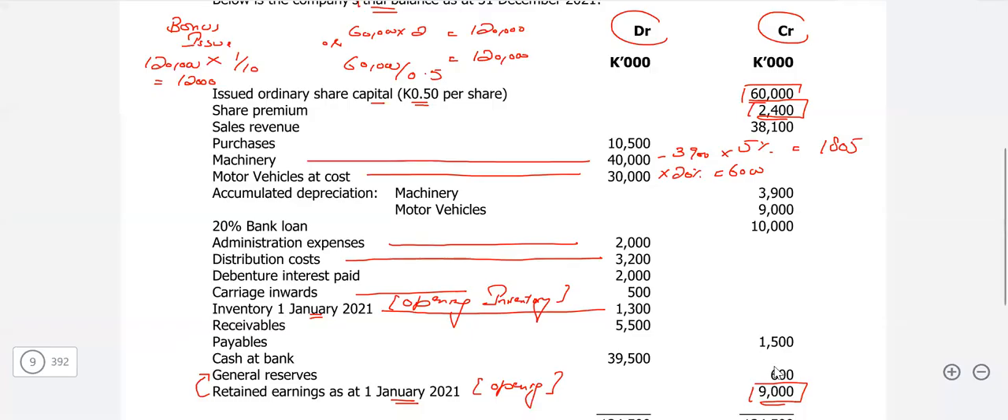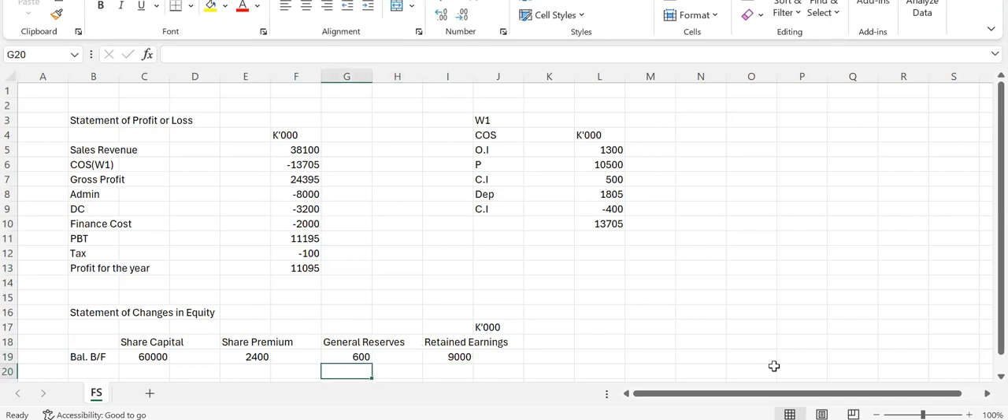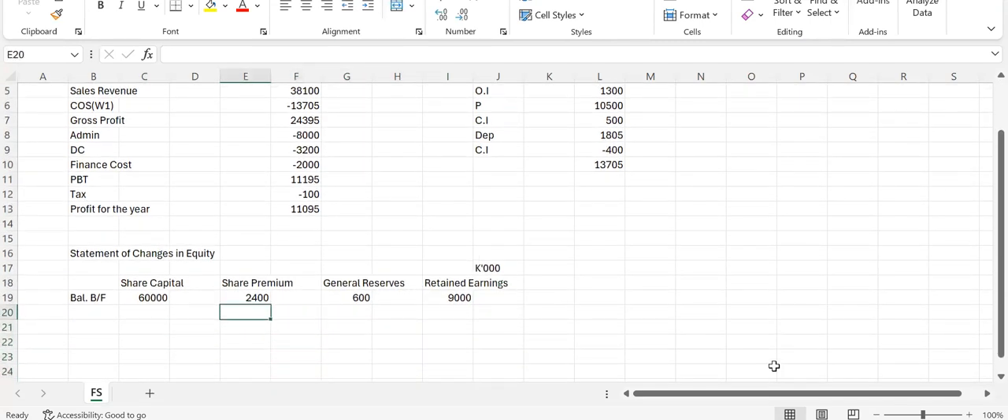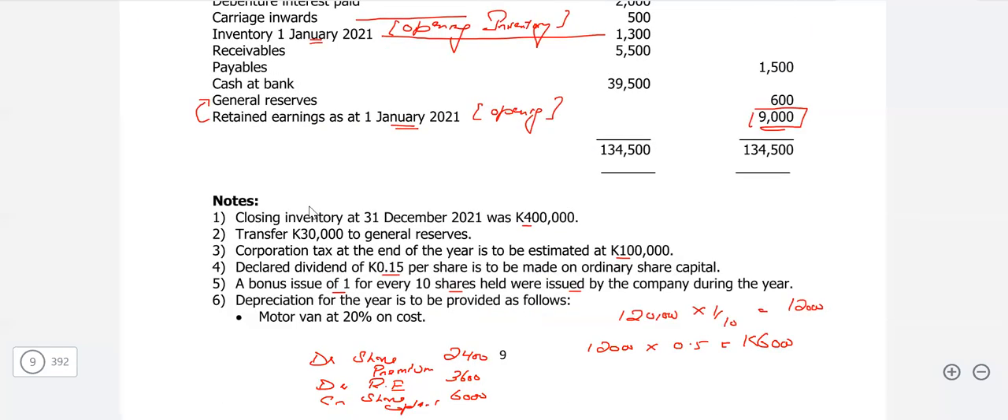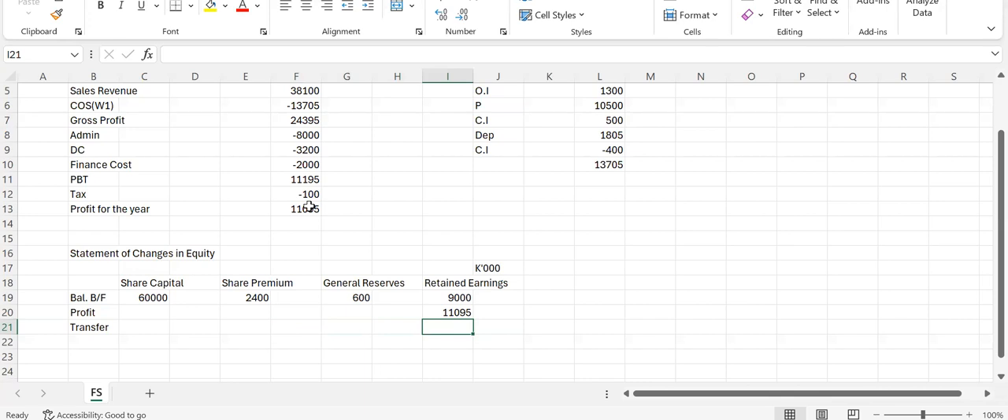And the retained earnings is 9,000. Right. So, yeah. Now, first of all, we take profit for the year. So we add that to retained earnings. So this is profit for the year. Then we have the transfer thing. So transfer was how much it is. Transfer, it says 30,000 to general reserves. So minus 30 from the retained earnings, and it is being added to the general reserves.